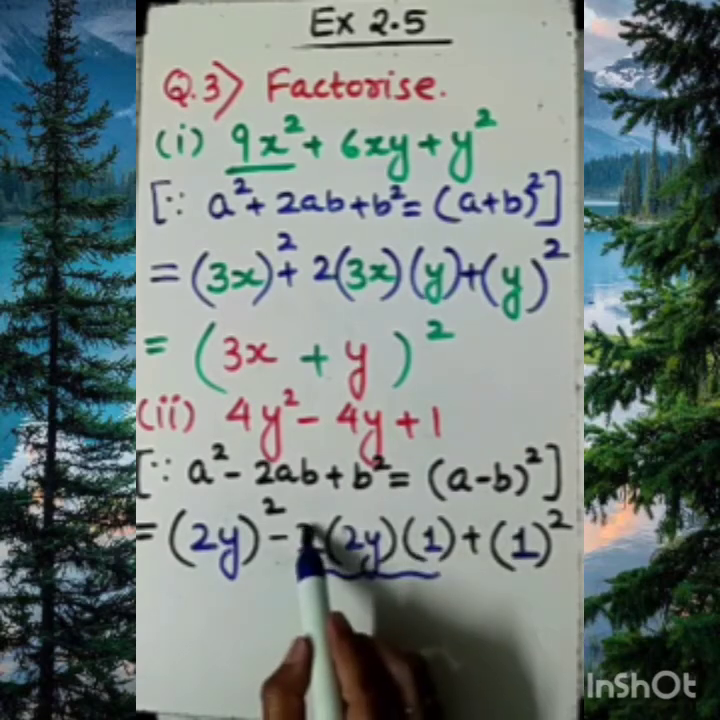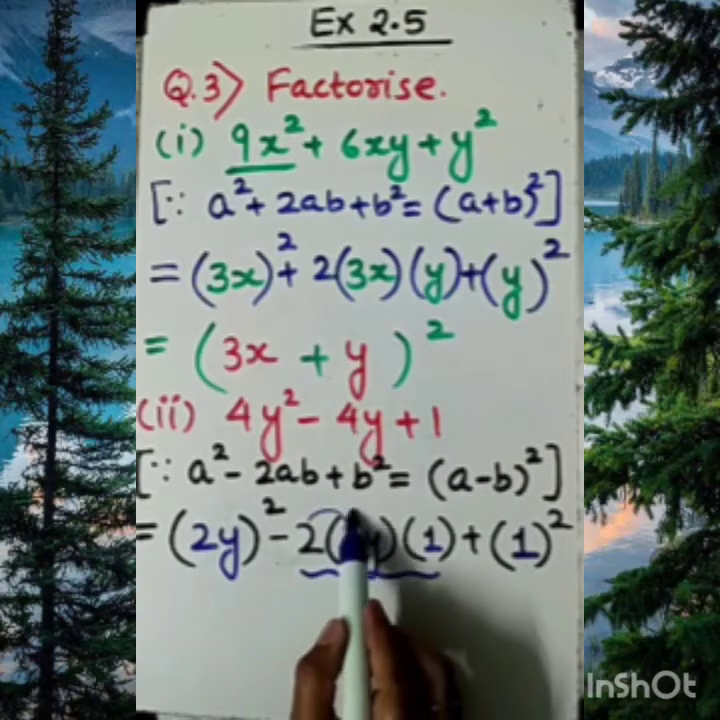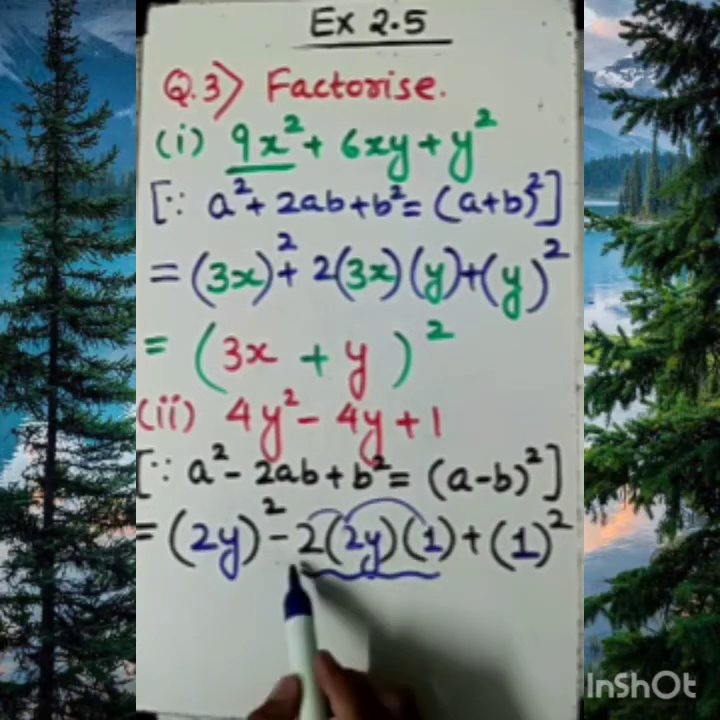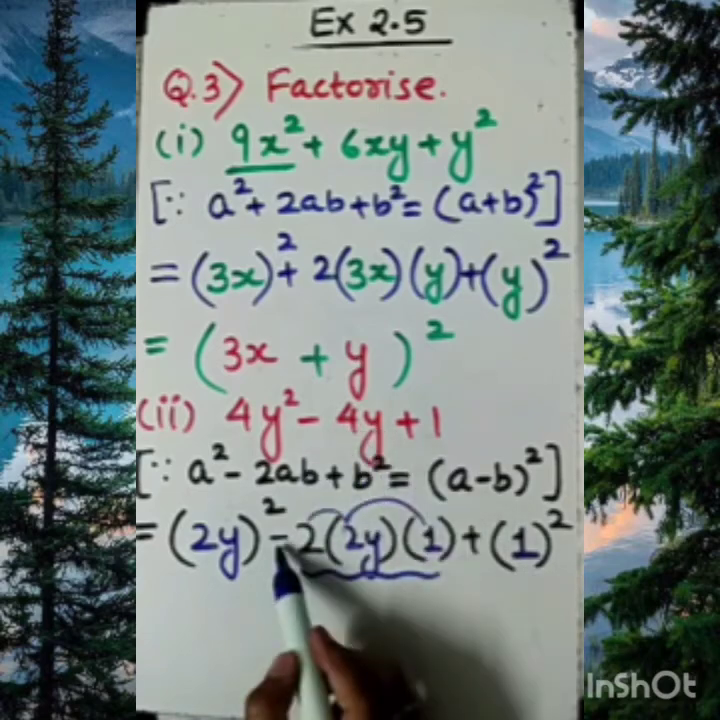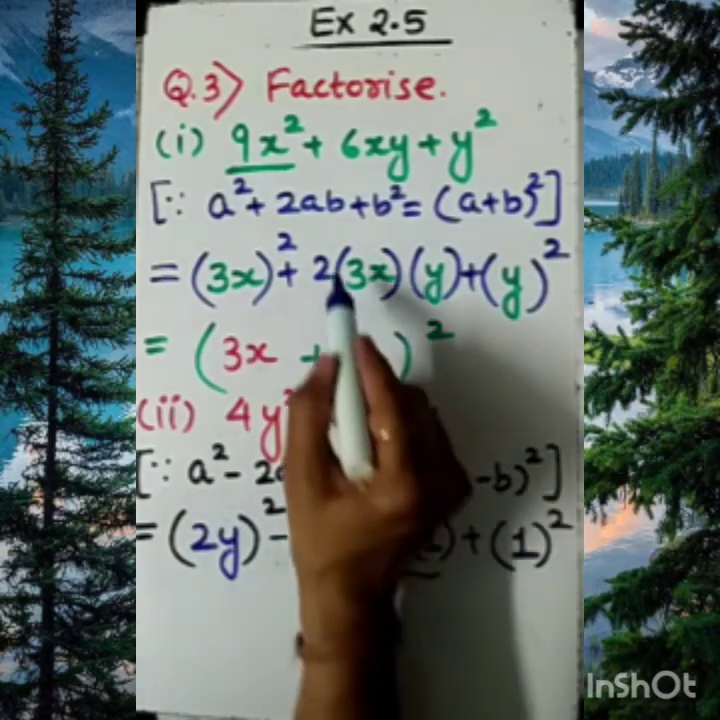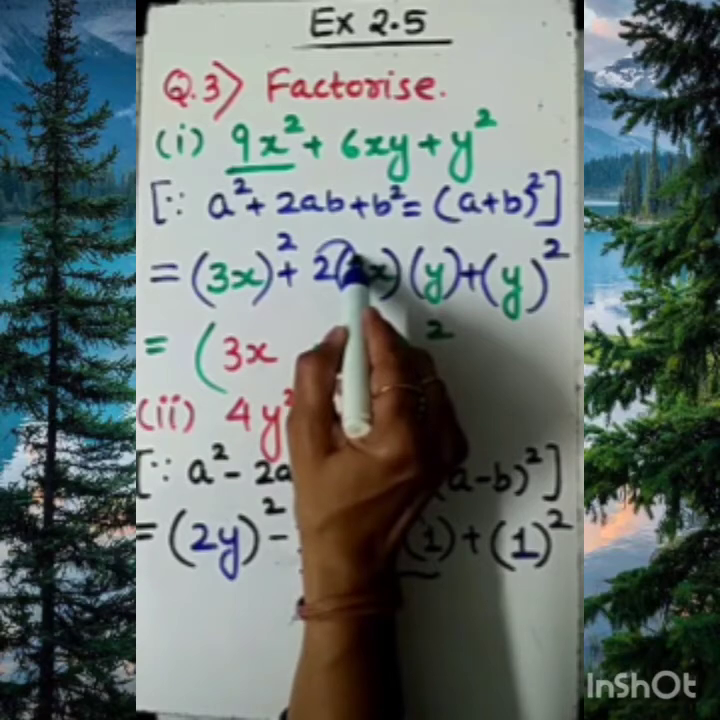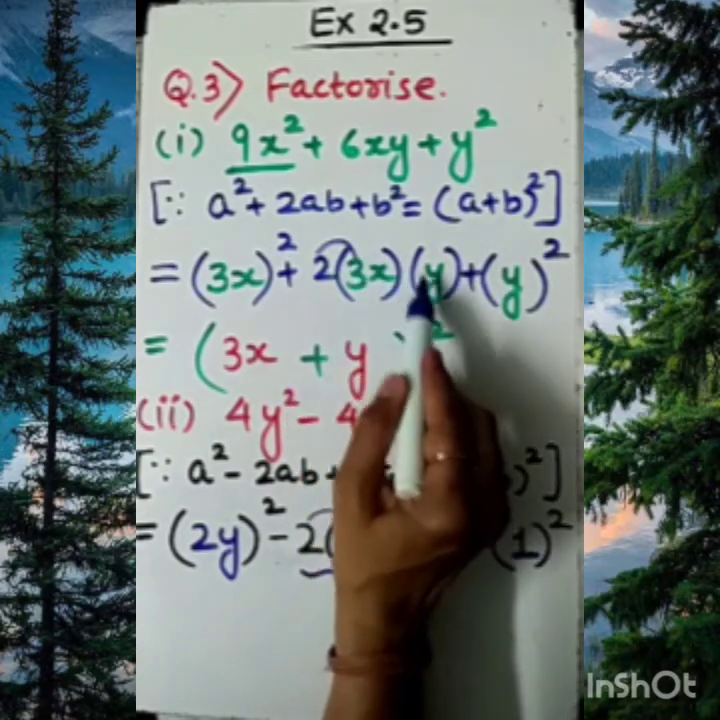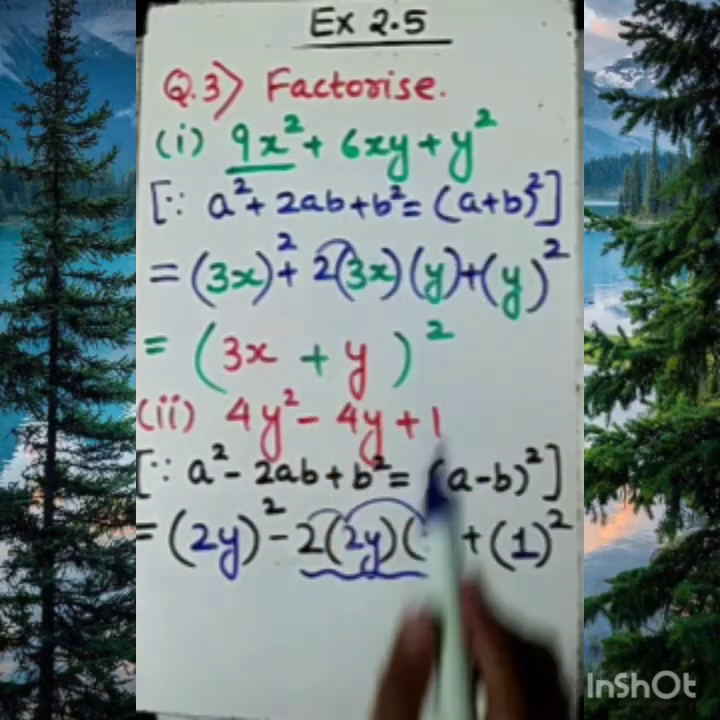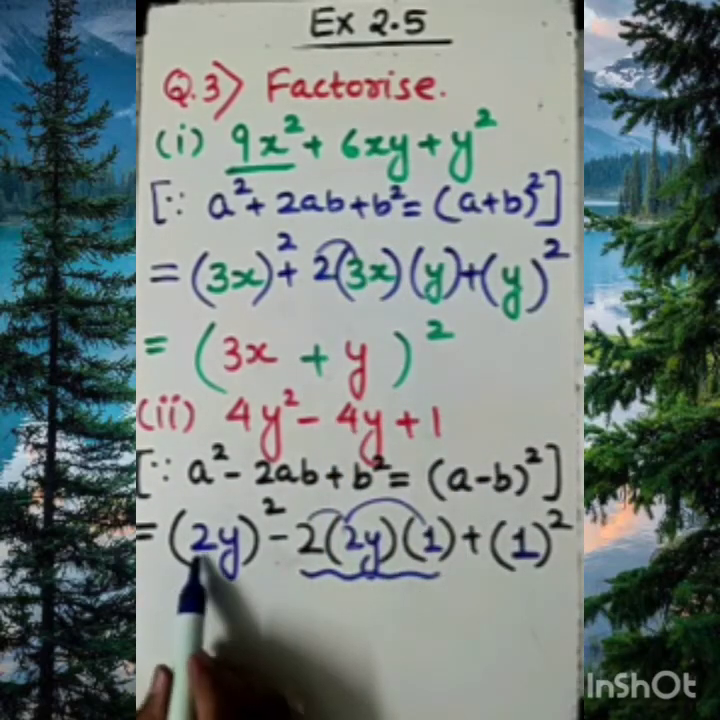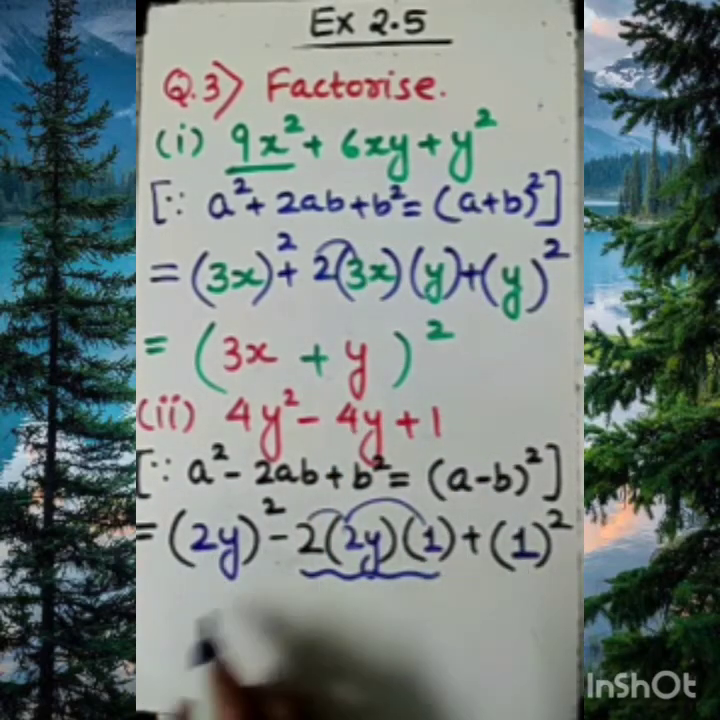You can see here 2 2s are 4, 4 1s are 4y. The middle term is coming 4y, minus 4y along with the sign. Here also, 2 3s are 6xy. It matches with this, 2 3s are 6xy. Automatically this will be met. We need to work out on the first term and the last term.